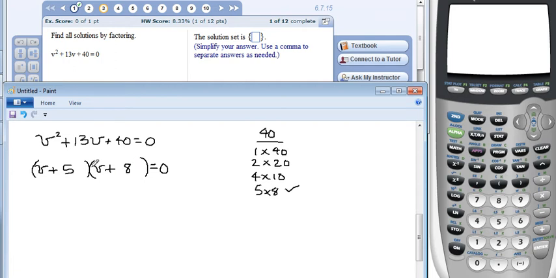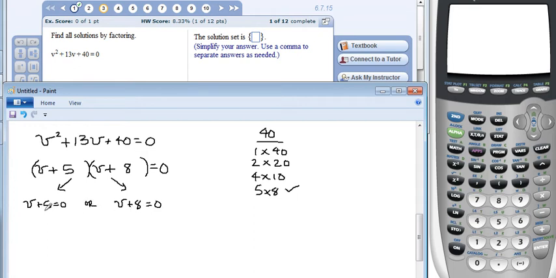At this point I could re-FOIL to see if I've done this correctly, but now I do have one piece times another piece and it's equal to 0, so it qualifies now. So now I can say either v plus 5 is equal to 0, or v plus 8 has to be equal to 0. Either or.